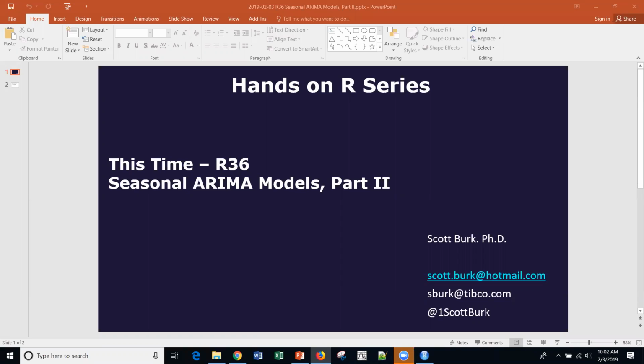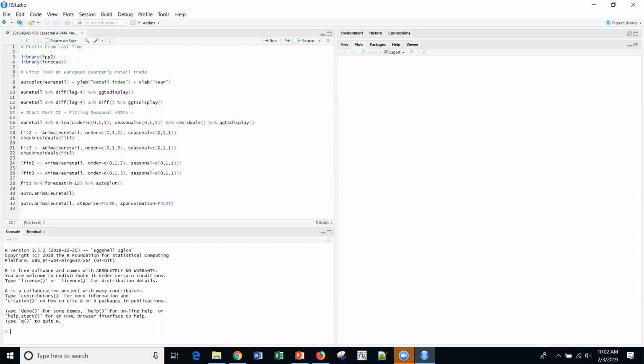Today we're talking about R, and we're continuing on with time series. In fact, this is part 2 of seasonal ARIMA models. And let's go right into RStudio. I don't have really any other slides here.